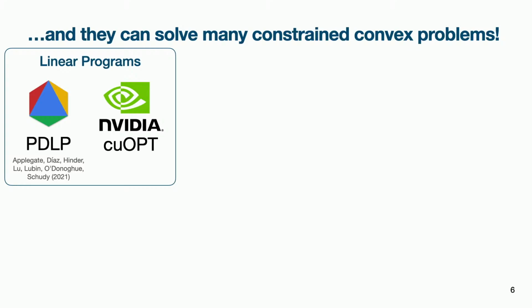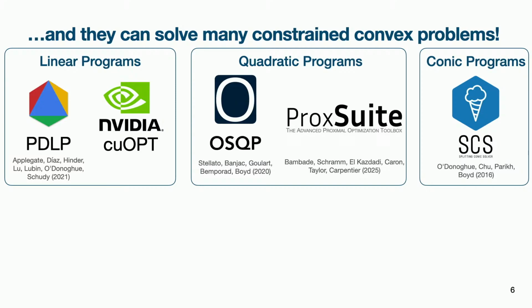But recently we've seen lots of general purpose algorithms that can solve practically relevant problems. For example, Google developed this solver PDLP that is based on a primal dual method, the primal dual hybrid gradient method, and NVIDIA recently released an open source version of their implementation for GPUs. I was involved in the development of a quadratic programming solver based on similar algorithms, the alternating direction method of multipliers. There are also more recent implementations of generic proximal algorithms for quadratic programming.